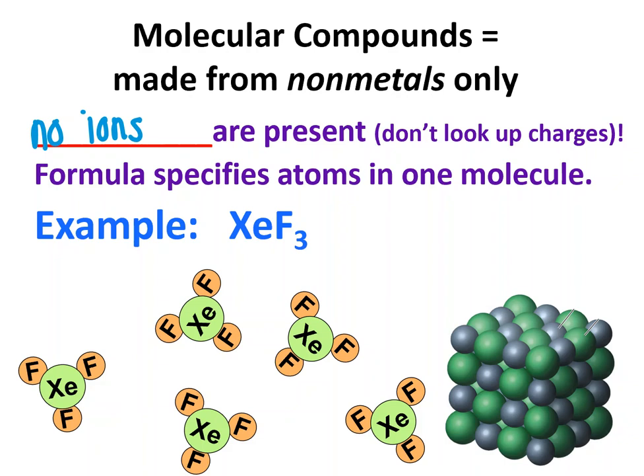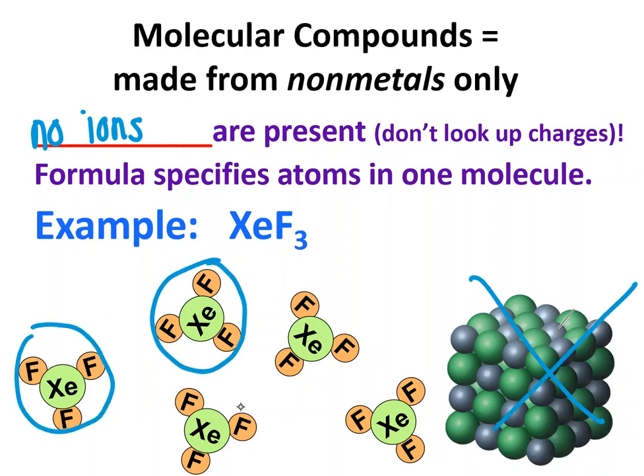Here's an example, xenon trifluoride. It is not in a crystal. It is in little molecules. So this is what we mean by molecules. Each one has these elements as shown by the formula.